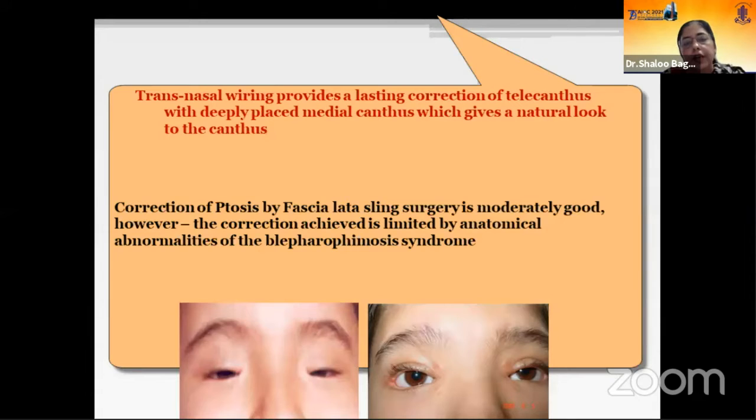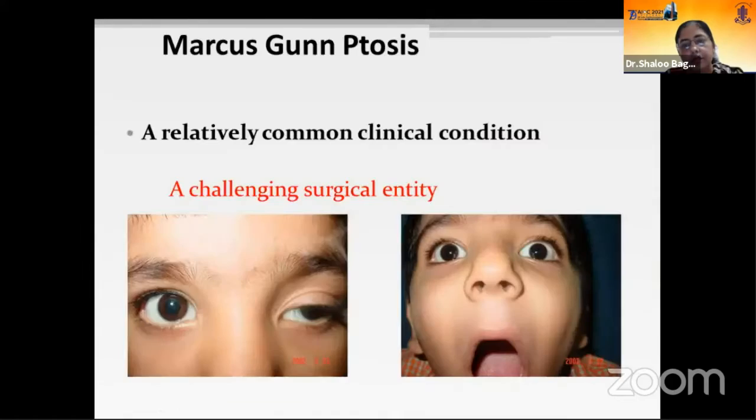Transnasal wiring can be preferred in cases of moderate to severe telecanthus, and it gives a deeply placed medial canthus correction. The ptosis correction gives a good result, but there is a limitation because of the anatomical abnormalities of blepharophimosis syndrome.